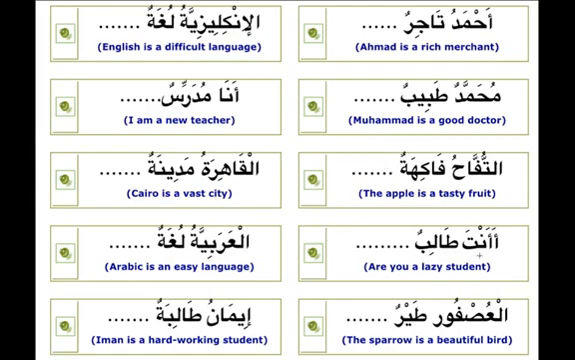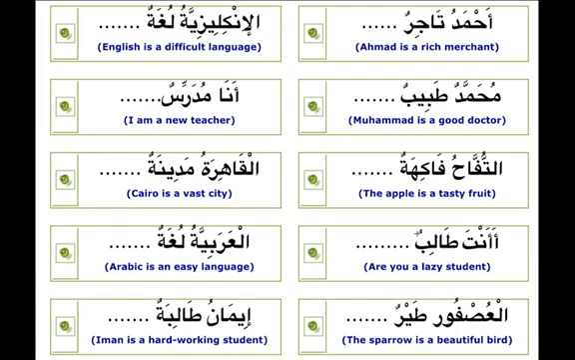So we'll do a little bit questioningly. Anta talibun. Here lazy. Lazy is kaslanu. So we're telling anta talibun kaslanu. Are you a lazy student? So a little bit about a special type of adjective which has a little bit different case ending.